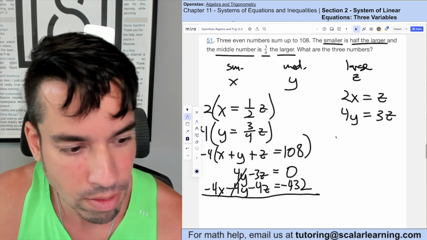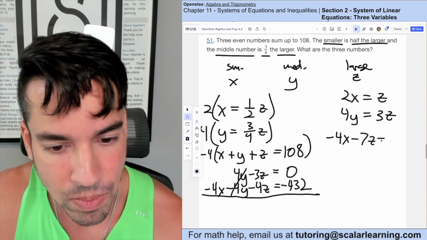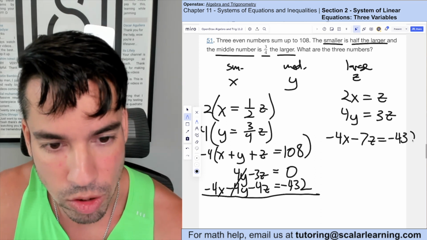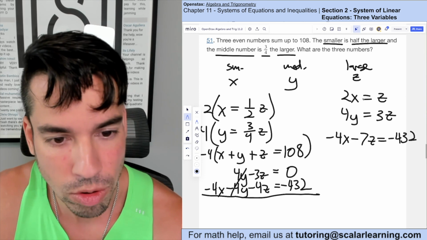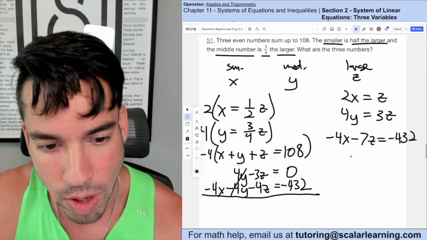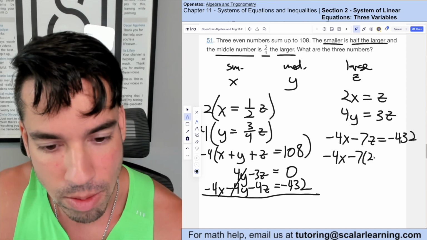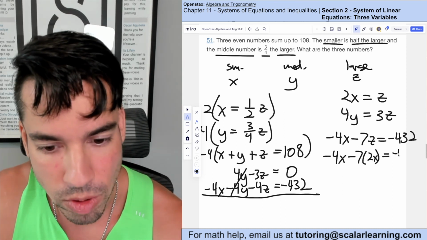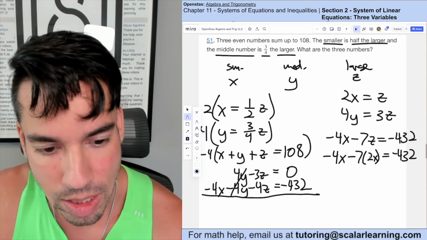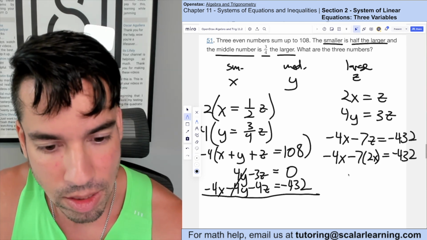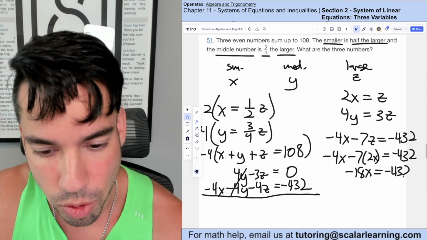So then I have negative 4x minus 7z is equal to negative 432. Okay, now I have this equation and this equation, and check it out. I can do a little substitution. If I know z is equal to 2x, I can plug and chug. So negative 4x minus 7 times 2x is equal to negative 432. So negative 7 times 2x is negative 14x, combined with negative 4x is negative 18x is equal to negative 432.